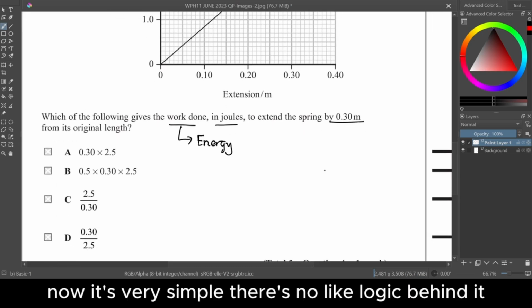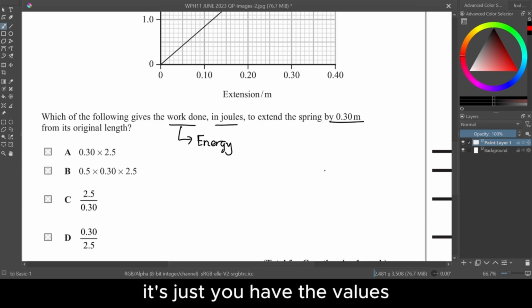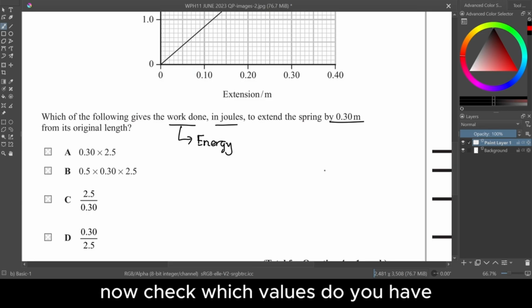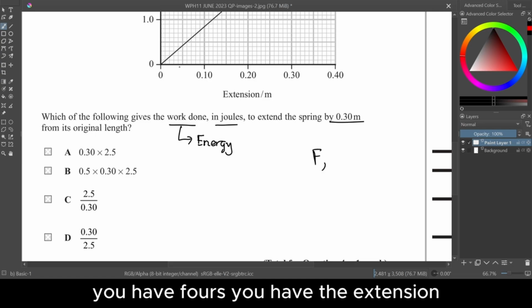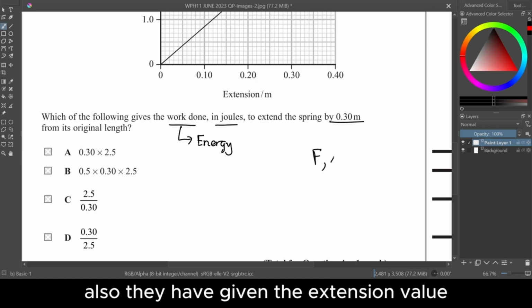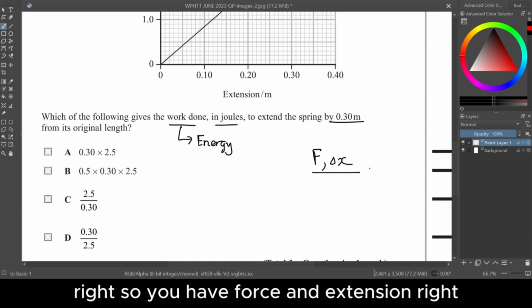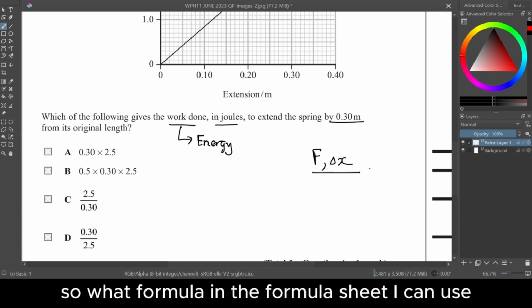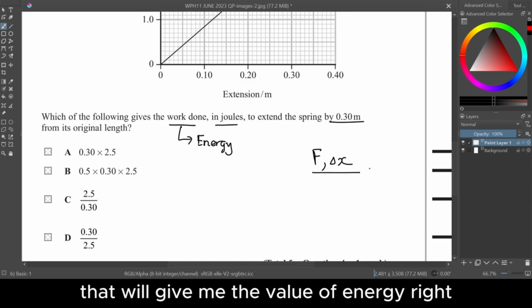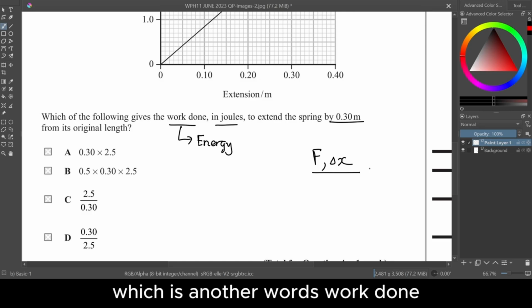Now it's very simple. There's no logic behind it. It's just that you have the values. Now check which values you have. You have force, you have the extension. Also, they have given the extension value, right? So you have force and extension. So what formula in the formula sheet can I use that will give me the value of energy, which is in other words work done?